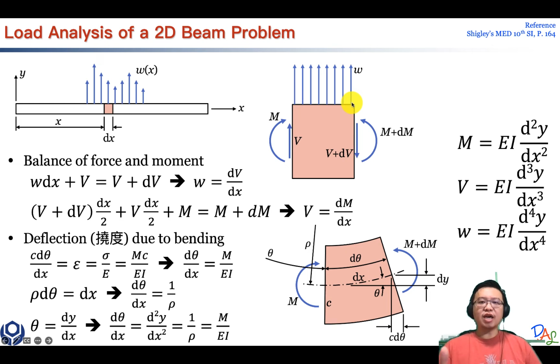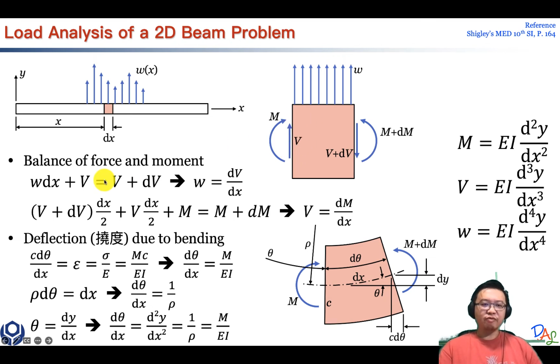Then you will get how much total force you have. So that's why we have a W dx right here. We are multiplying the width, which is dx. So this will be the total external force from the top due to the distributed load. And how many more forces are there facing up?